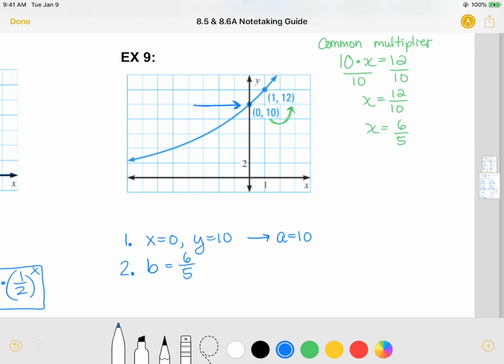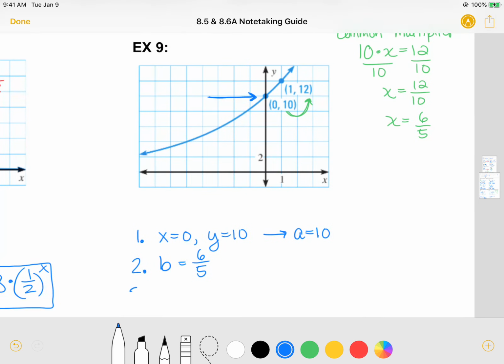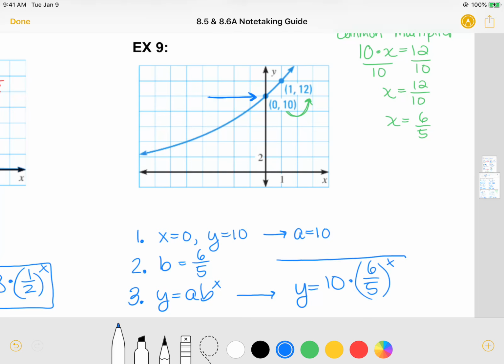Okay? Now, the last step here is to then plug in a and b into your function of y equals ab to the x power. So we are going to plug that in, and we're going to say y equals 10 times 6 over 5 raised to the x power. And that is going to be our rule. Okay?